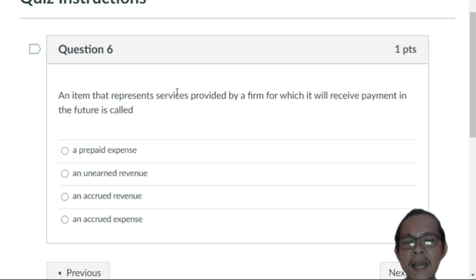Dahil services yan, provided by the firm, tanggalin na ulit natin yung dalawang expenses, ang itira na lang natin ang revenue accounts. Ito yung kabaliktaran kanina. This is your accrued revenue.